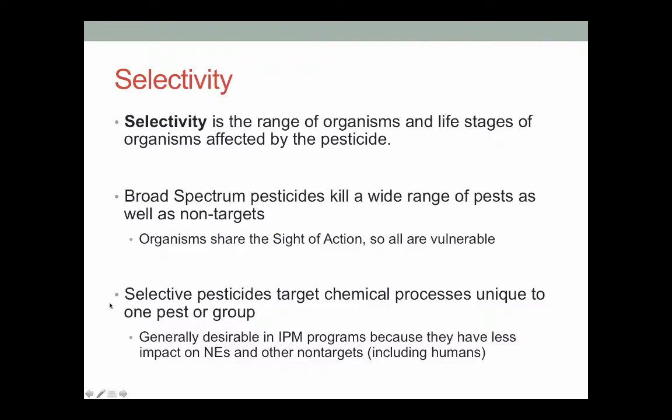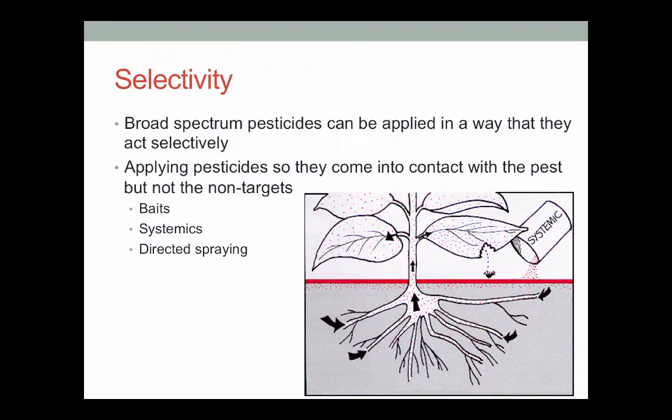And then you've got selective pesticides, right? Those that target a very unique pest group, so a very narrow focus of toxicity. And again, as is the standard in IPM, selective pesticides are preferred. And as I mentioned in the last lecture as well, you can apply broad-spectrum pesticides in a way that is selective, provided that you get them to the pest in such a way that they are unlikely to contact non-target organisms. So these would be things like baits.